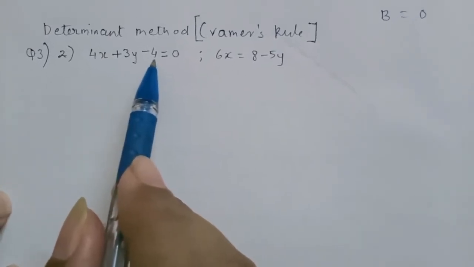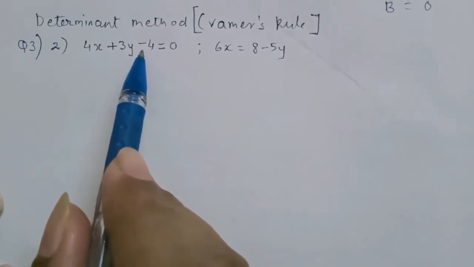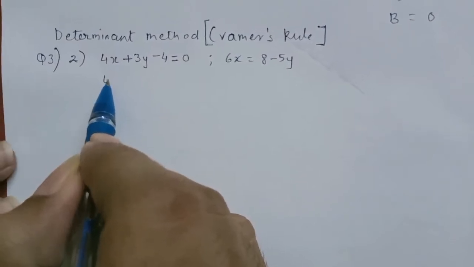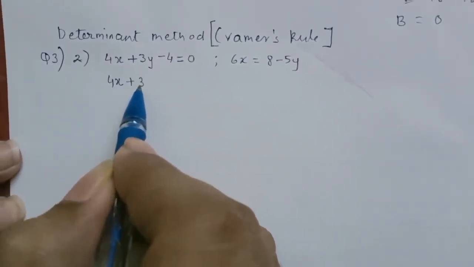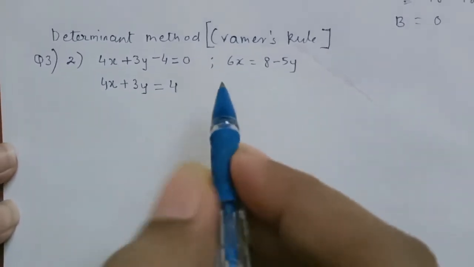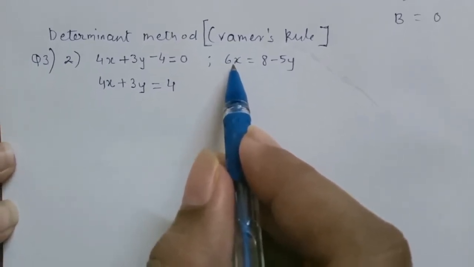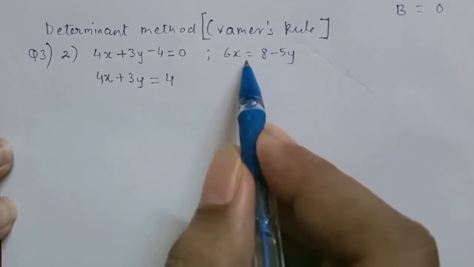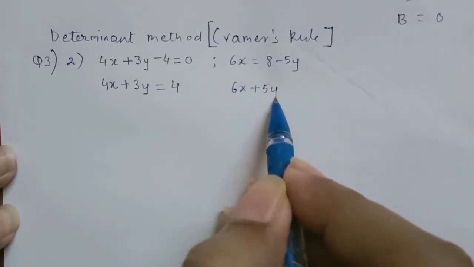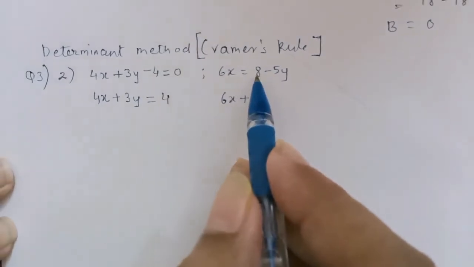If we rearrange and write it in the form x plus y equals number, the minus 4 has to be taken to the right hand side, and it will become plus 4. So I am writing this equation as 4x plus 3y is equal to 4. And here, the 6x term is on the left hand side, 5y has to be taken to the left hand side, so it will become 6x plus 5y, and the number is on the right hand side, equal to 8.